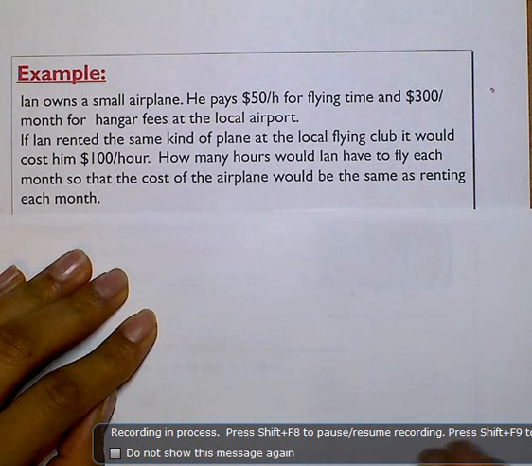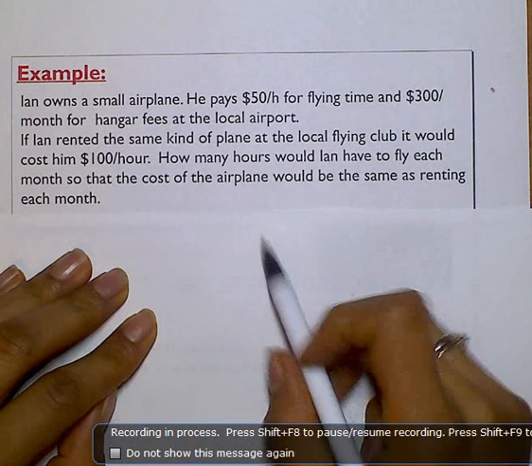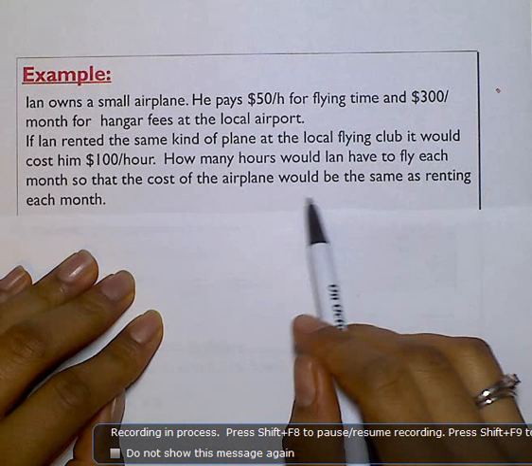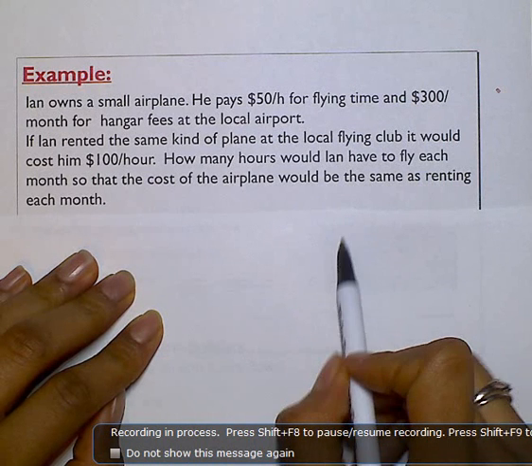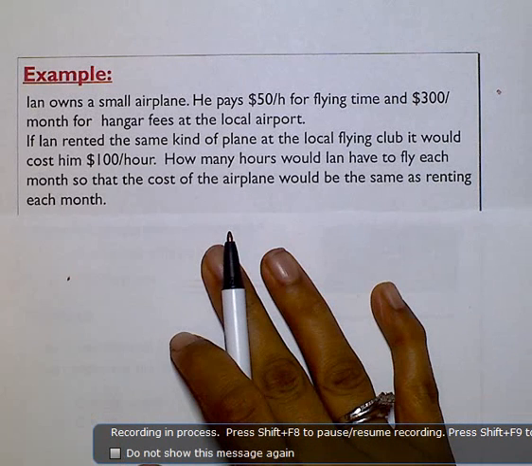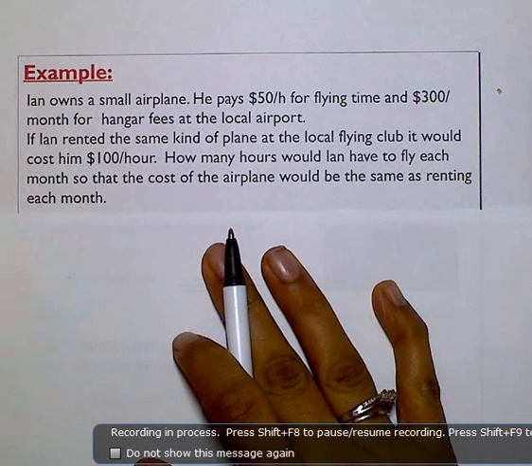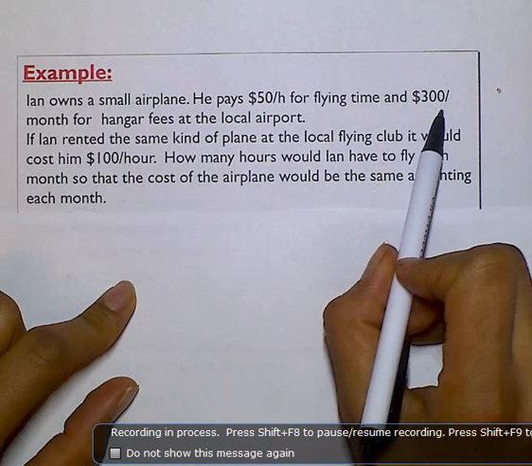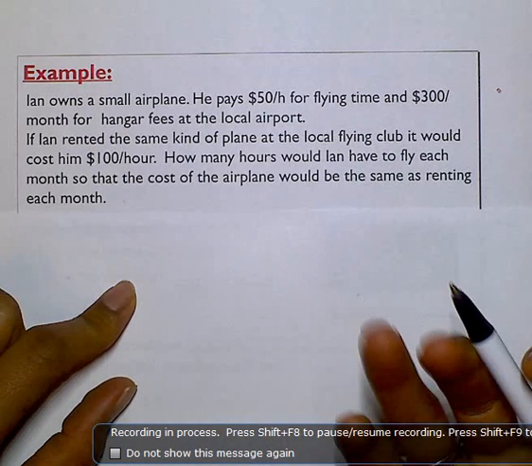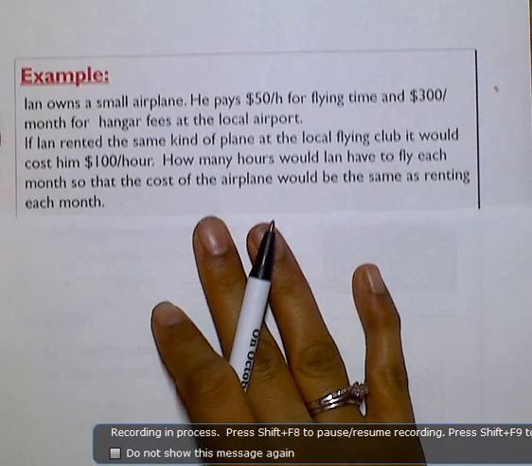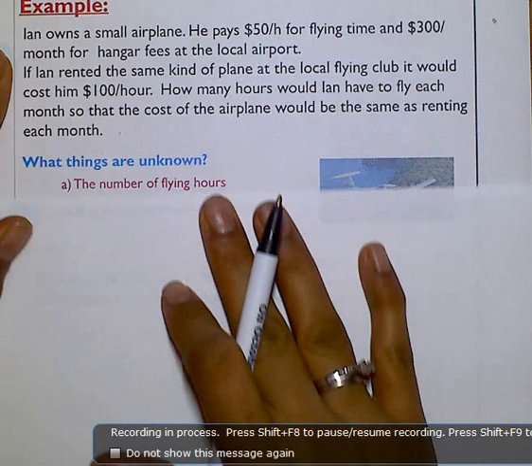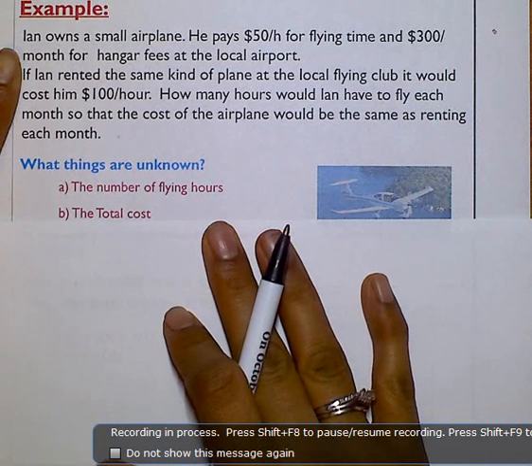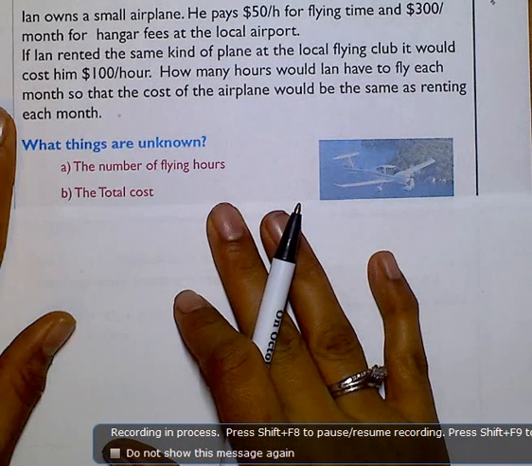And the question is, how many hours would Ian have to fly each month so that the cost of owning the airplane would be the same as renting each month? So we're going to start off with our let statements here. In this case, we're comparing the cost as well as the time that we're actually flying the airplane. So our two unknown things are the number of flying hours, as well as the total cost. And we're talking about it in a monthly sense, just in 1 month.